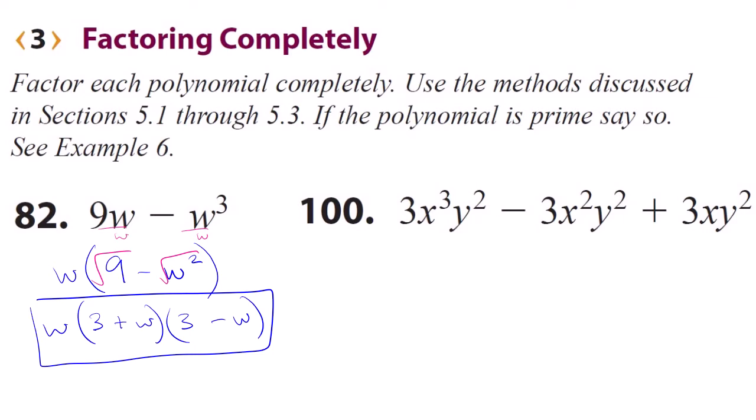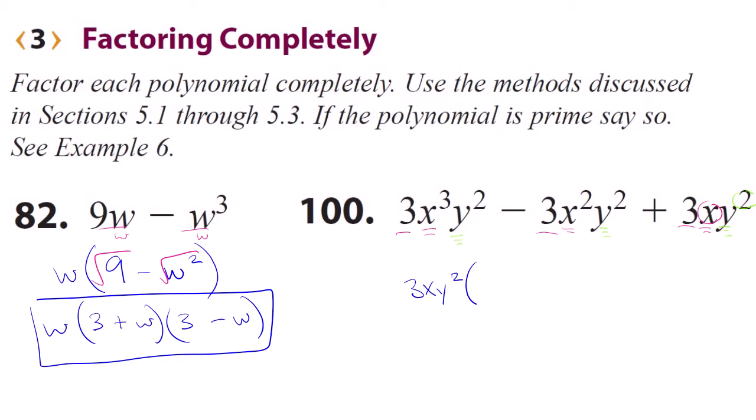All right, let's take a look at 100. So here, we definitely see we have a common factor of 3, right? They all have a 3 in common, so we're going to take out a 3. They also share an x. Take the one with the smallest exponent, which is x to the first. And then they also share a y. And the smallest exponent is y squared, so we'll take that out.